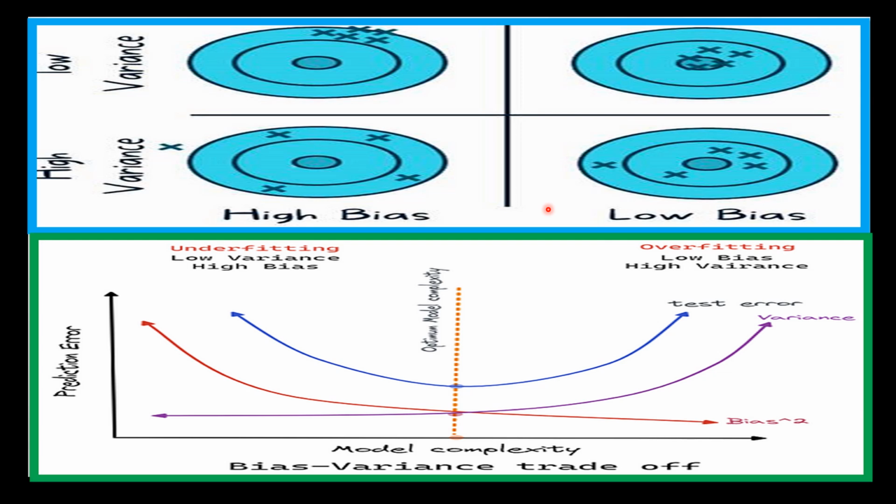It means it is simple enough to accurately capture the underlying pattern but complex enough to make accurate predictions on new data. And in practice, this balance is often achieved by selecting an appropriate model complexity, for example using regularization techniques, and adjusting the model's hyperparameters. So striking this right balance between the bias and variance is crucial for building a machine learning model that performs well on both training and unseen datasets.